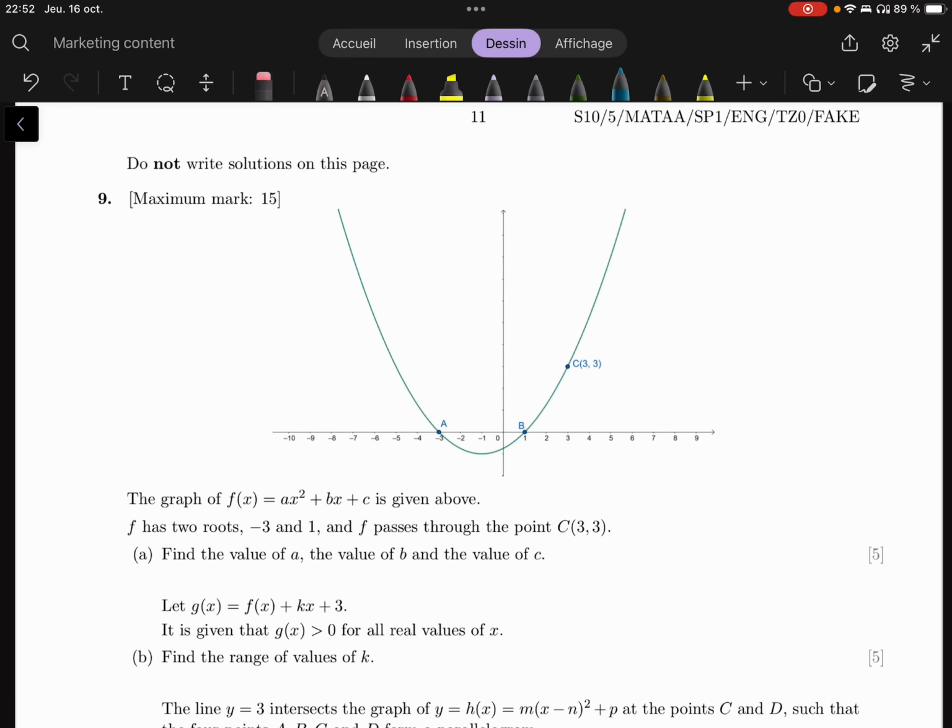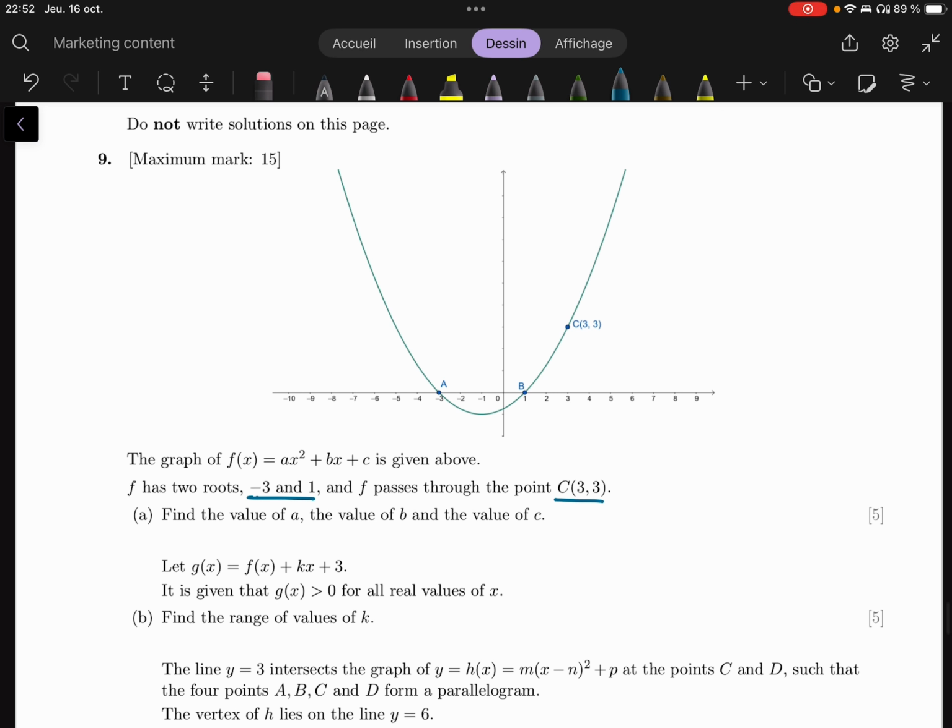This is question 9, the last question on the N25 mock paper 1. We have a quadratic function. The roots are -3 and 1. f also passes through the point (3, 3), and you're asked to find the values of a, b, and c. Pretty straightforward start to the question.